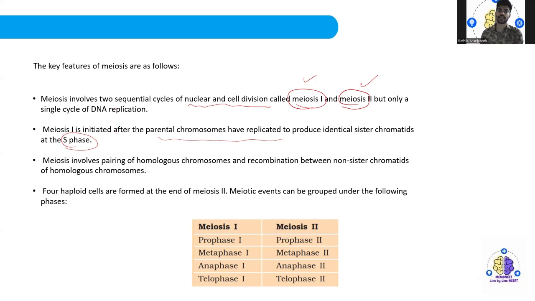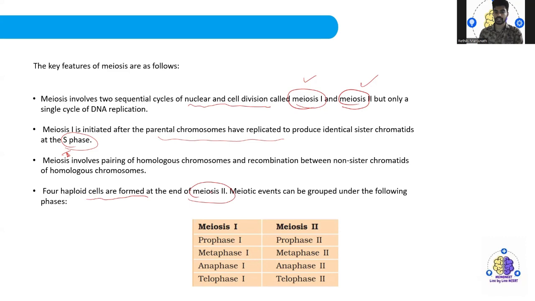That is meiosis 1. It initiates after the parental chromosomes have replicated to produce identical sister chromatids at the S phase. Meiosis 2 then involves the separation of sister chromatids. Four haploid cells are formed at the end of meiosis 2.